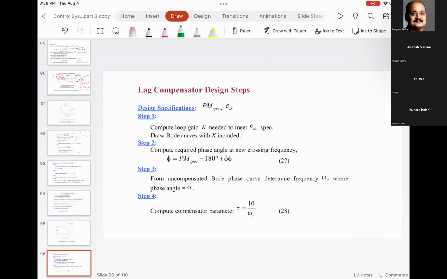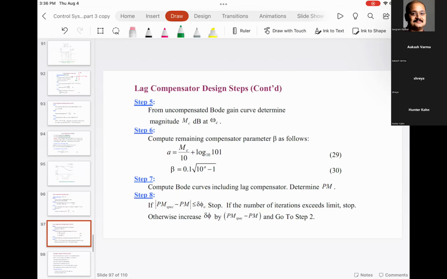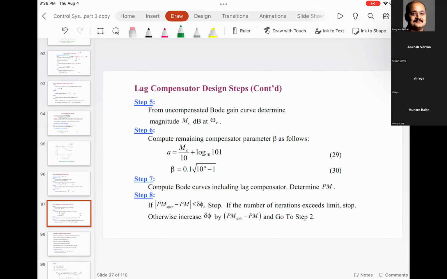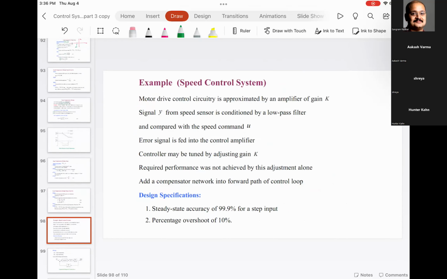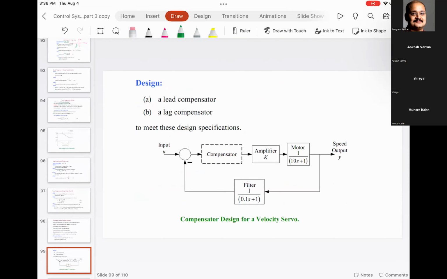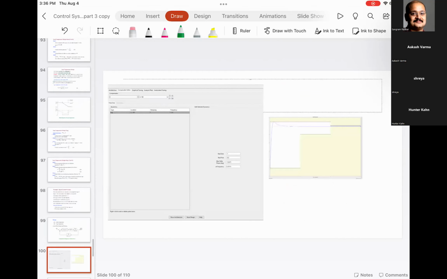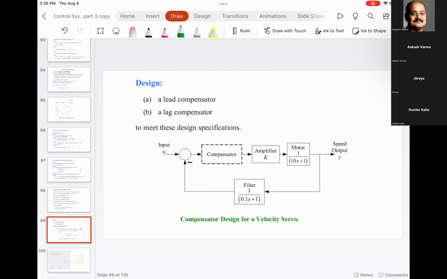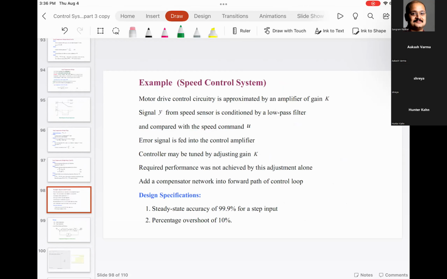Here are the design processes: step one, step two, step three, step four, and step five, and you go all the way to step eight. I would encourage you to take a look at these steps, and that would show you how to design the lag compensator. The steps are similar to the lead compensator, but what I want to do is go to this example, which is the speed control system.